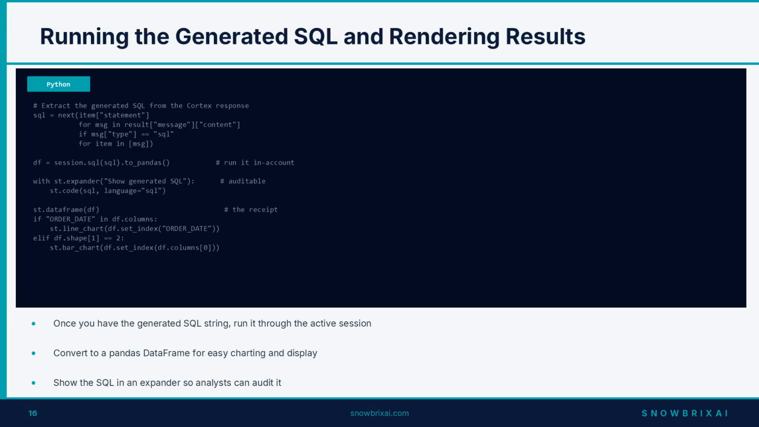Confirm the endpoint path and the exact field names against current Cortex Analyst docs before you rely on them. Once Cortex hands back the SQL, run it and render. Pull the statement out of the response, the line that finds the message of type SQL. Run it with session.sql to pandas in account. Show the SQL inside an expander so analysts can audit it. Then the data frame, that is the receipt, and auto-pick a chart: a line chart when there is an order date column, a bar chart when it is one dimension and one metric, but always show the raw table beside the chart. Charts can mislead, the table cannot.